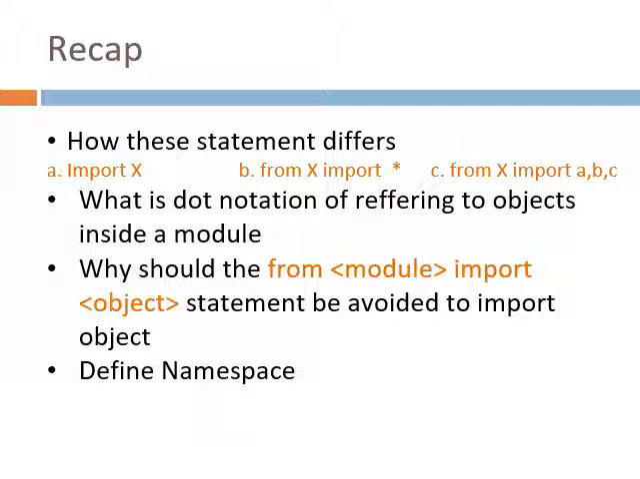In this session we had a small recap. Now you will be able to answer how these statements differ: import x, from x import asterisk symbol, and from x import a, b, c. What is the dot notation for referring to an object inside a module? Why should the from module import object statement be avoided to import an object? Define namespace. These are a few questions you will be able to answer now. Thank you.